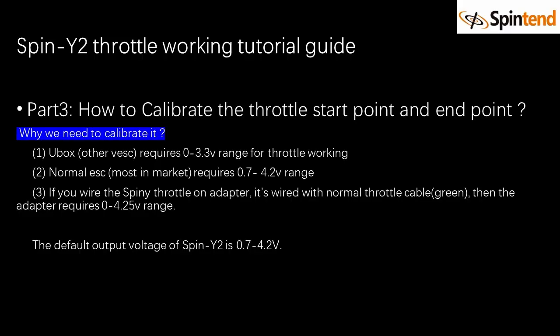This part we will show how to calibrate the throttle start point and end point. Why do we need to calibrate it? Because the default output voltage of Spiny2 is 0.7 to 4.2 volts. Our U-Box and other VESCs require the start point to be 0 to 3.3 volts. Most normal ESCs on the market require the voltage to be from 0.7 to 4.2 volts.